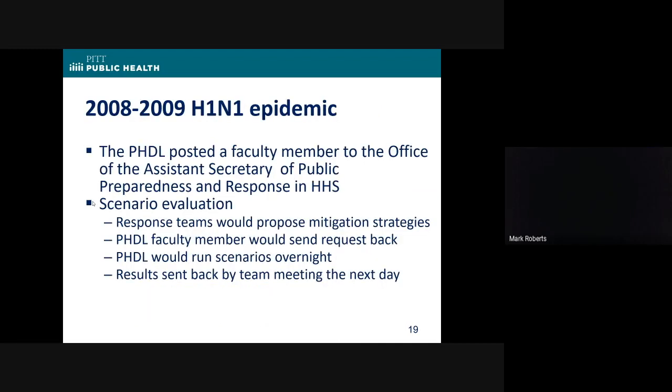We had faculty members from the Public Health Dynamics Lab down with the Assistant Secretary of Public Health Preparedness in DC during the H1N1 epidemic, and they would go to the morning situation meetings, send back questions about what would happen if we did X. We'd run it in the models and then talk about it the next day.